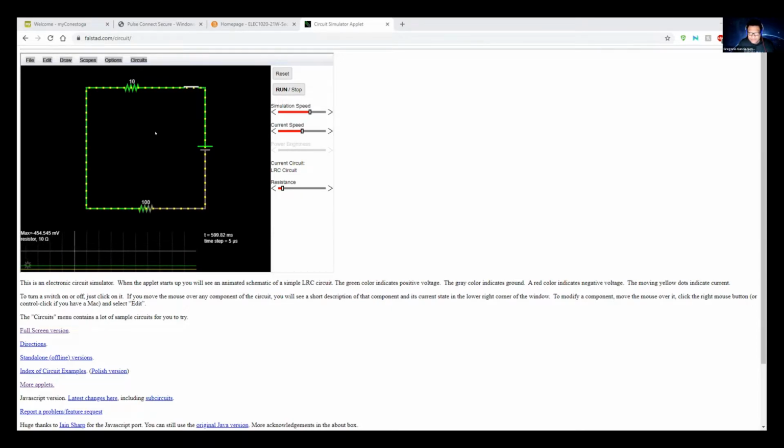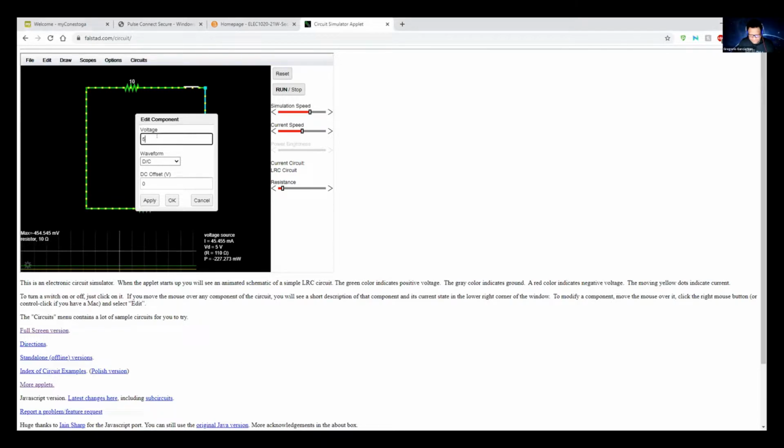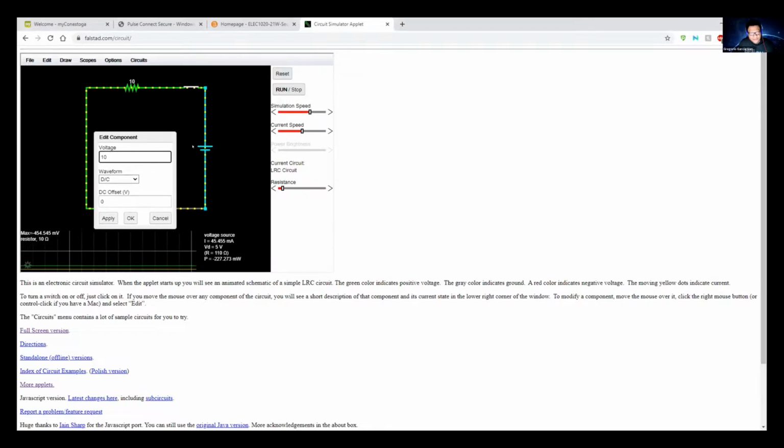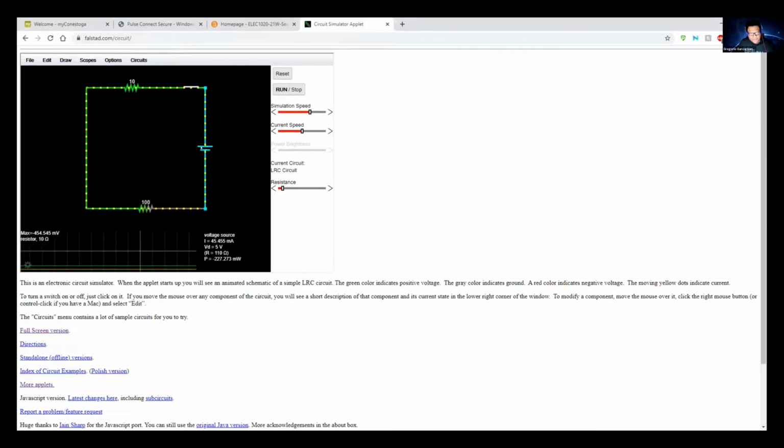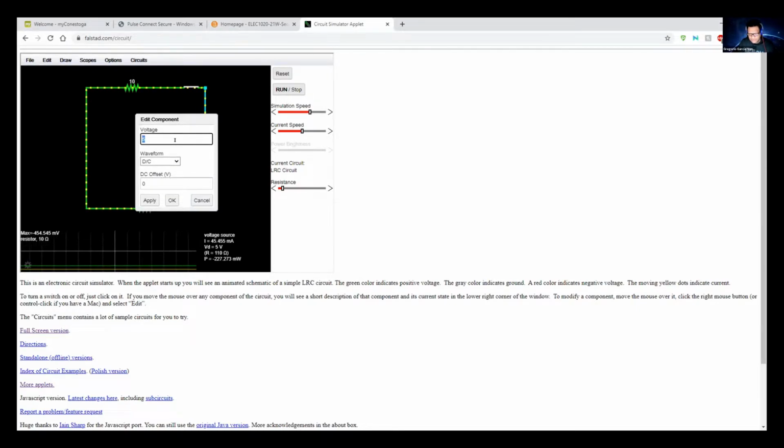Because let's say I give you any given circuit like this, and I ask you to tell me what happens if we had a voltage of 10 volts. See what I did? I just double click on the power source. I'm going to do it again. Double click on the power source and double click on the voltage, or I can just do a single click and backspace, and then I write 10 volts. The thing that I have to make sure of is that the waveform is DC, because I can have AC.